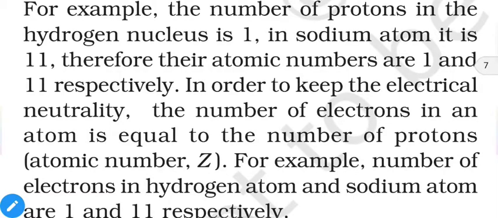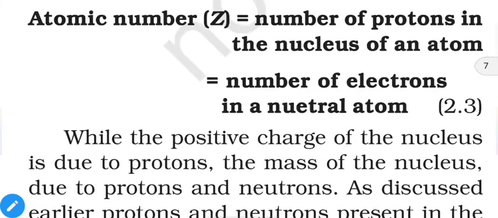As mentioned here, in the case of hydrogen, if you have one proton, then it must contain one electron, otherwise it will be positive or negative, that means it will be an ion instead of an atom. Similarly, in the case of sodium, if Z is equal to 11, then it contains 11 protons and 11 electrons if we are talking about atoms. That leads us to this equation: atomic number Z is equal to the number of protons in the nucleus of an atom, which is equal to the number of electrons in a neutral atom, and atoms are always neutral. If it is positive or negative, then we have to call it an ion.